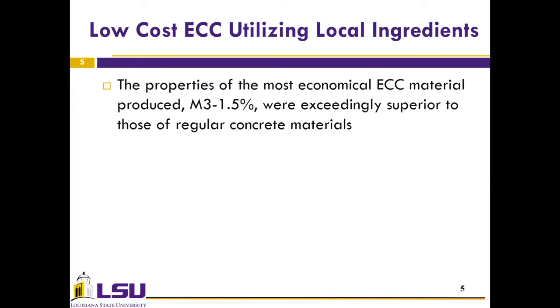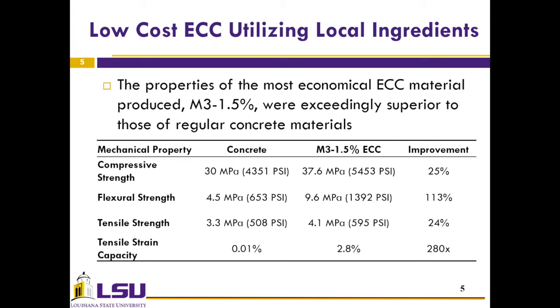In terms of the mechanical properties, the compressive strength of this cost-effective ECC version is 25% superior than conventional concrete. The flexural strength is 113% superior than conventional concrete. The tensile strength is 24% superior than conventional concrete. And finally, the tensile strain capacity is 280 times that of regular concrete.